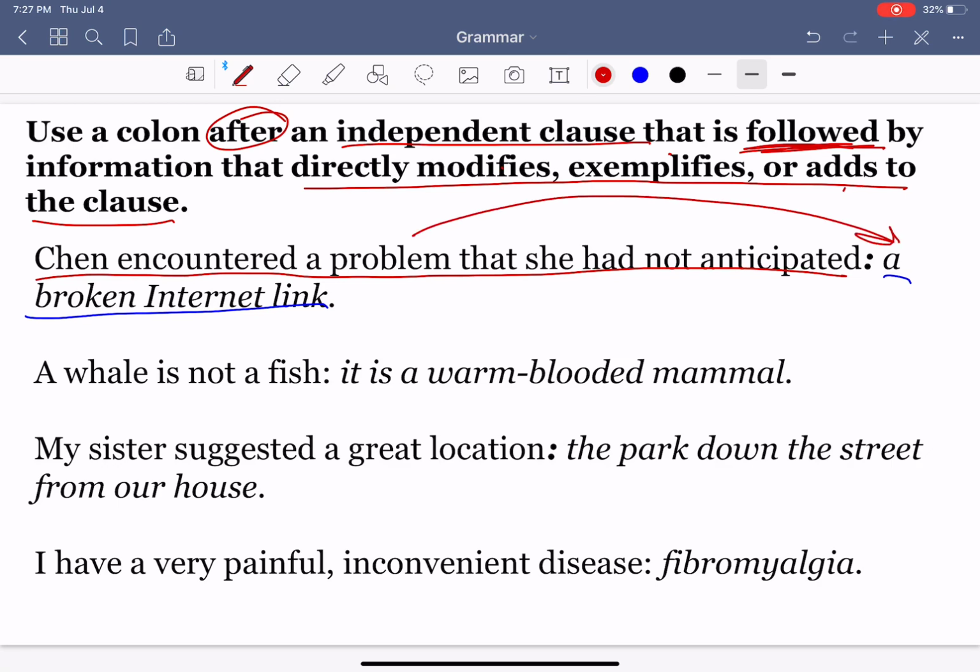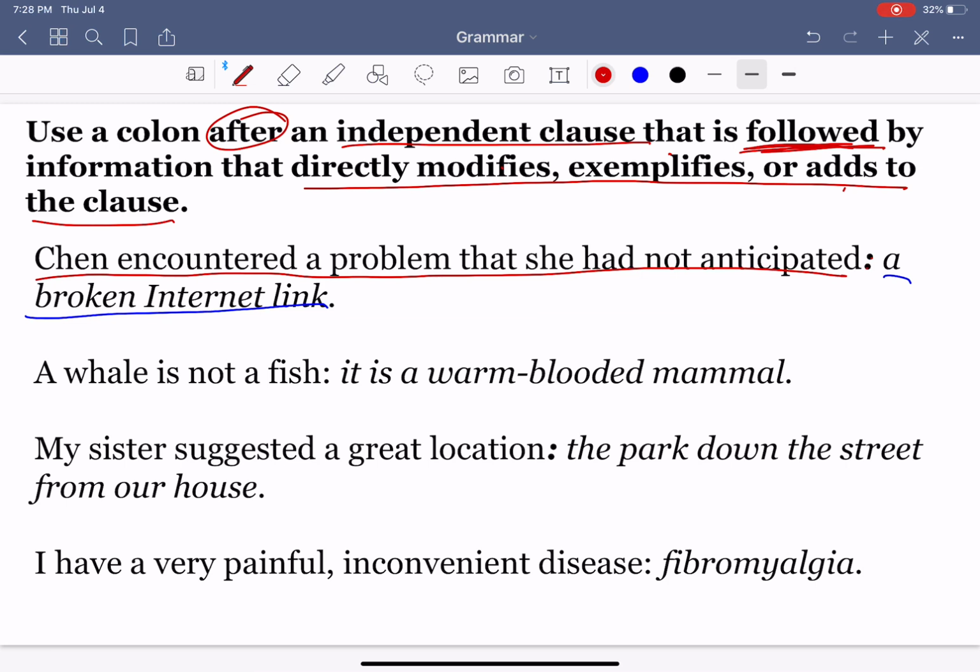Since we're specifying, you could put a colon in it. And if you are smart and you know your comma rules, you know that you can also put a comma there. Because this is really an appositive, and an appositive is something that describes a noun. So here it's describing the problem. What problem? A broken internet link. So you could use a colon to separate that, or you could use a comma, but this is a way that you can use a colon.